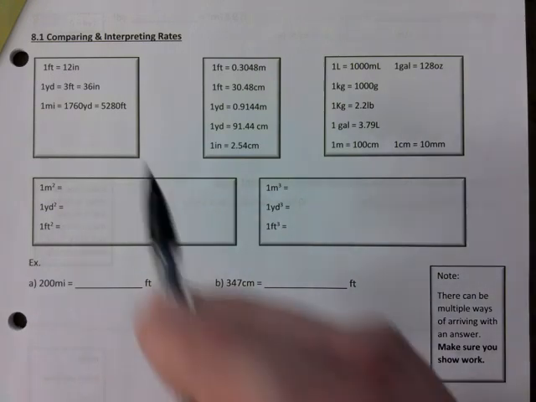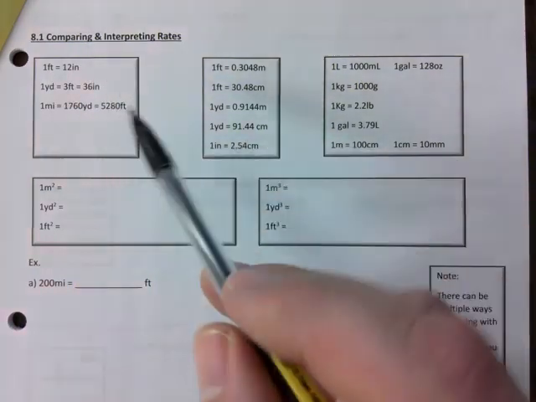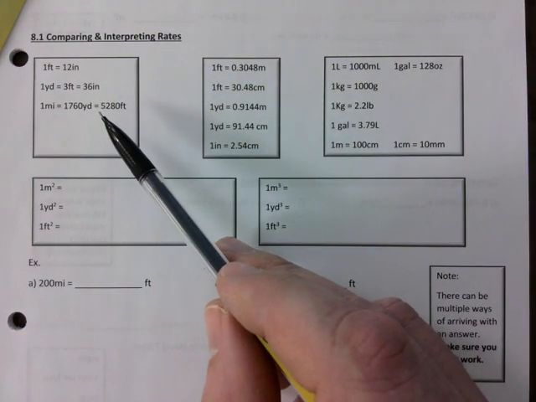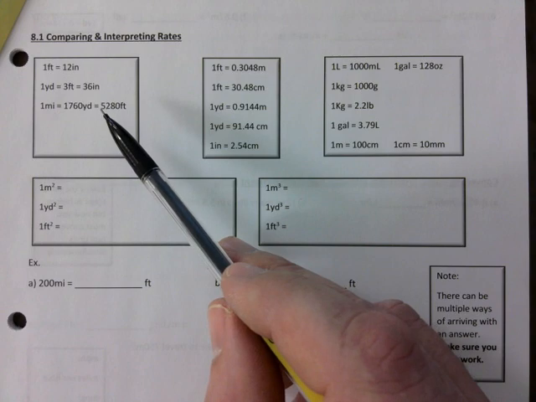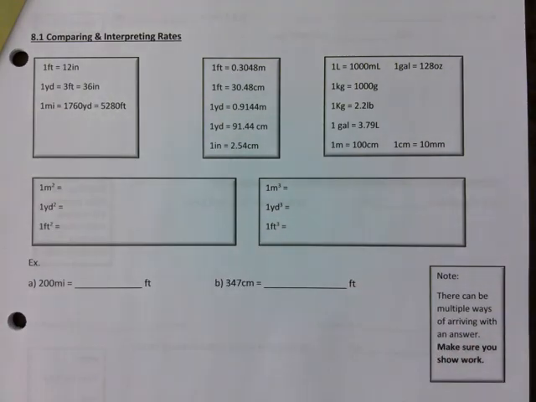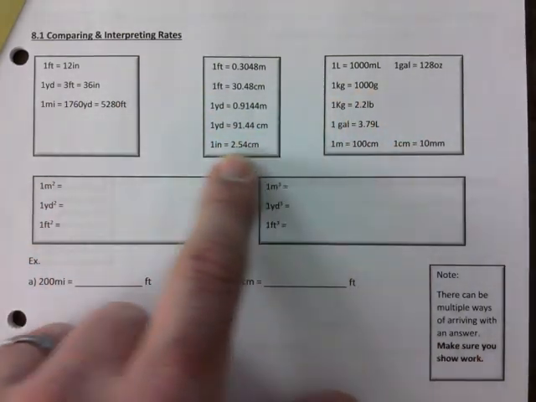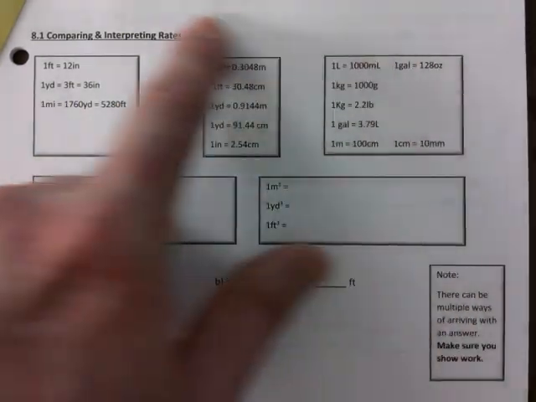Comparing and interpreting rates. So we're going to do some converting here, which I'm quite certain you've done in IAPR, Intro to Applied Pre-Cal. So we'll review some of that and then take it a little further. So here are some of the rates that I would like you to have on your study sheet.